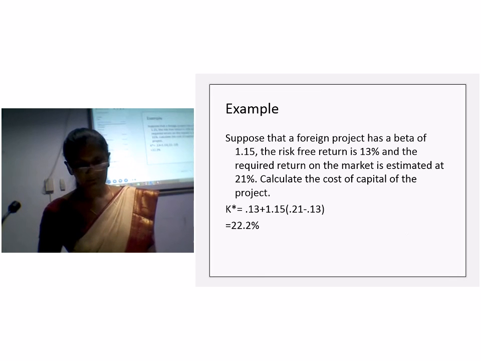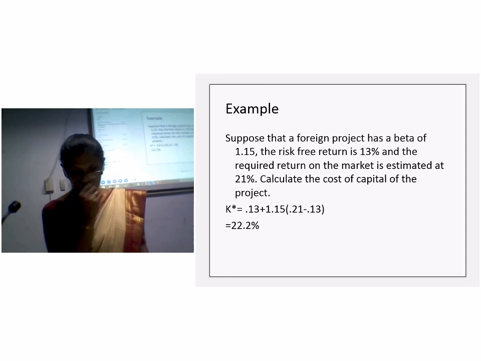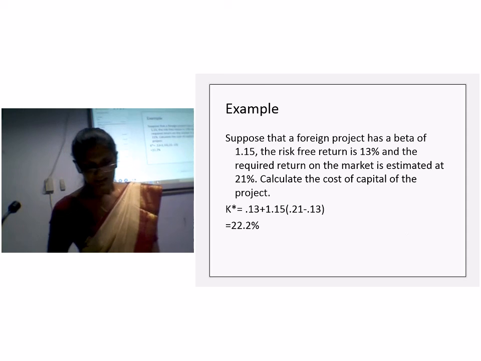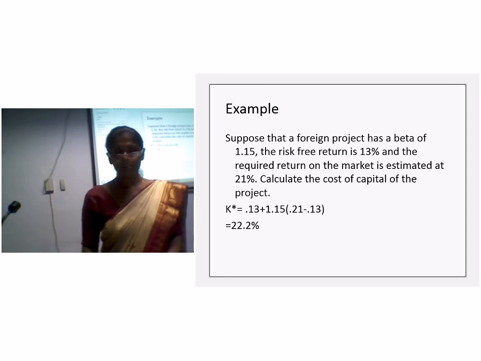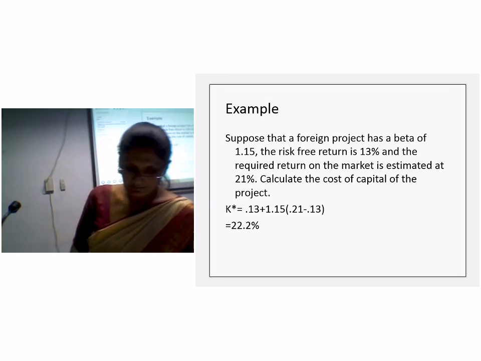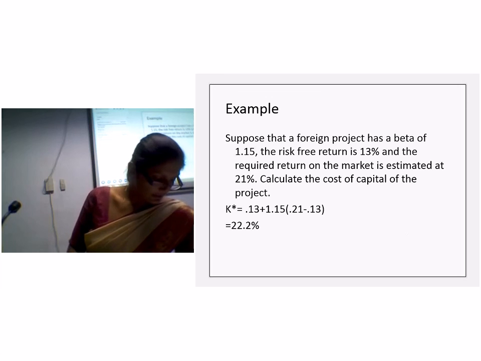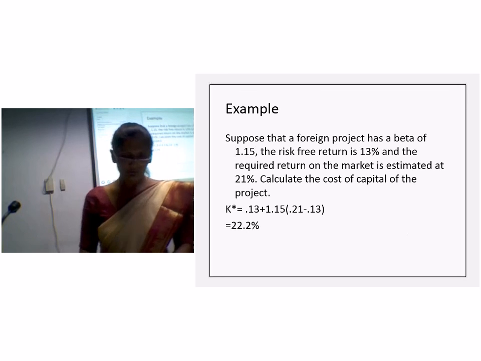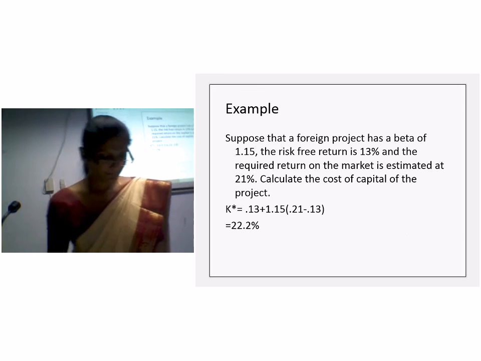For example, suppose that a foreign project has a beta of 1.15, the risk-free return is 13% and the required rate of return on the market is estimated at 21%. Calculate the cost of capital of the project. So it is very easy. This is an application of CAPM, right? You just have to plug those figures into the CAPM. So you get the answer, 22.2%, right?